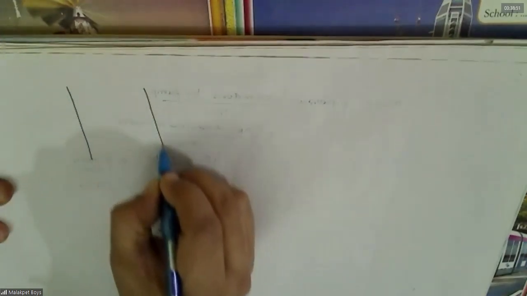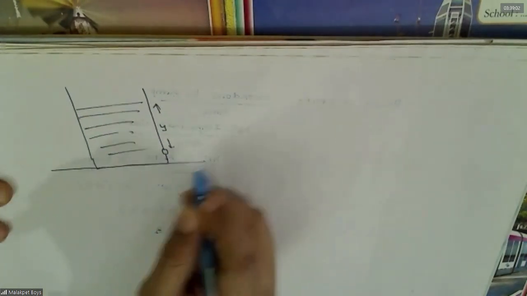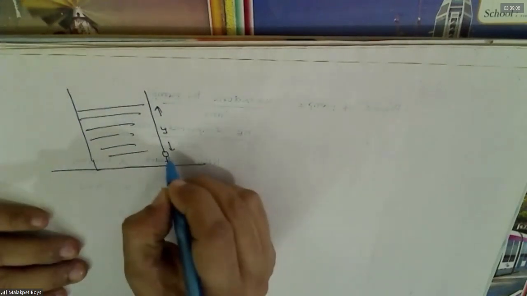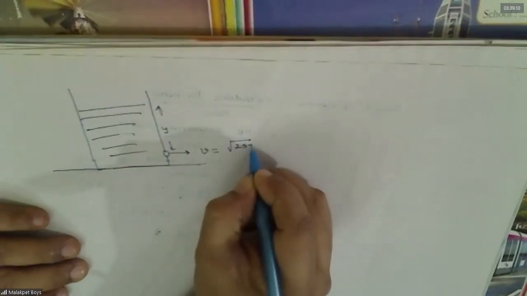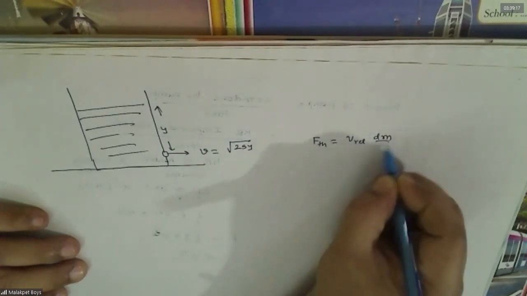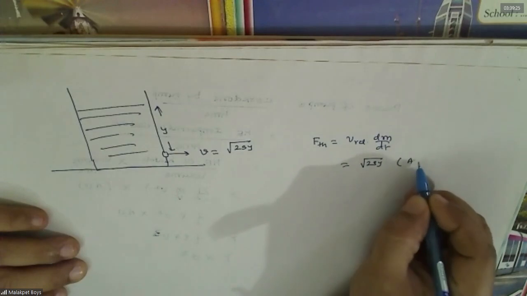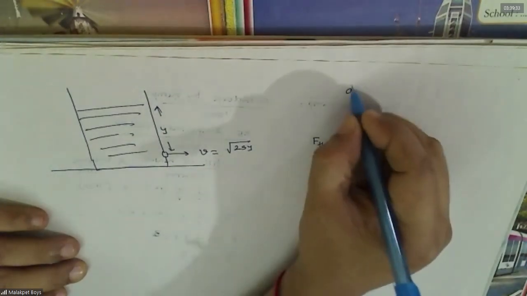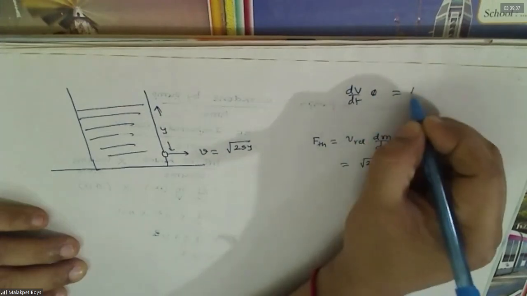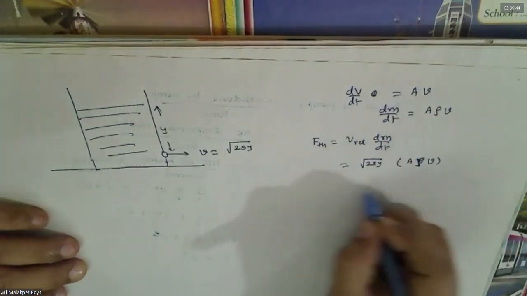Container has negligible mass, it seems. Suppose this is why it is kept like this. Agreed? So this is the velocity. So what is the reactionary force or thrust force? V dm by dt. The velocity it comes is V only, no? Remember this, dm by dt. dV by dt is A V. Dm by dt is rho A V.